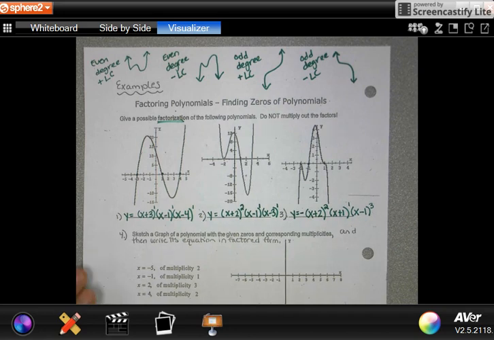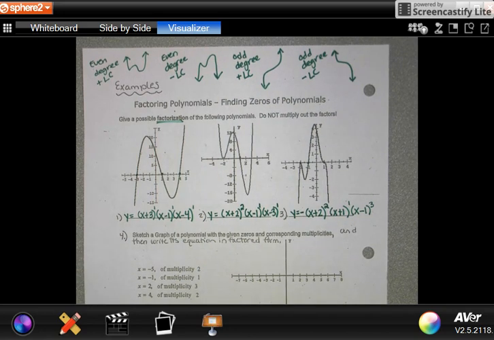Okay, so in the worksheet that you do tomorrow, I believe the first page of it gives you a bunch of graphs, and I ask you to write me the equation in factored form. You do not multiply these out. All I want is this type of equation. Give me the zeros with the correct exponent, and if it needs a negative out front, you need to just put a negative out front.